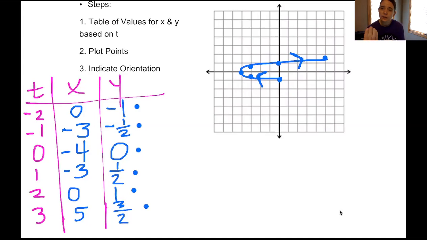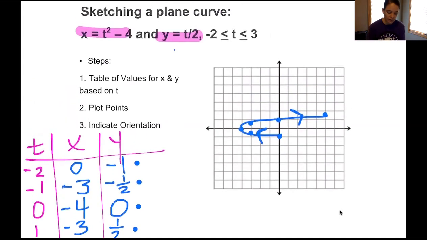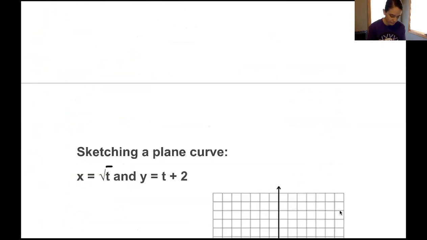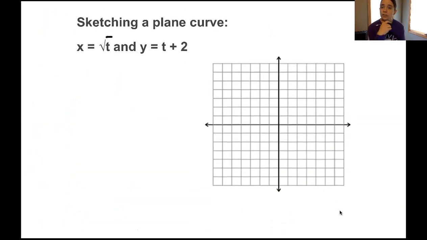Now, in this particular problem, they gave us the domain. t is -2 to 3. Okay. Well, what would happen if they didn't give us that stipulation? How would we know what the graph was supposed to look like? Okay. So let's look at our second example.